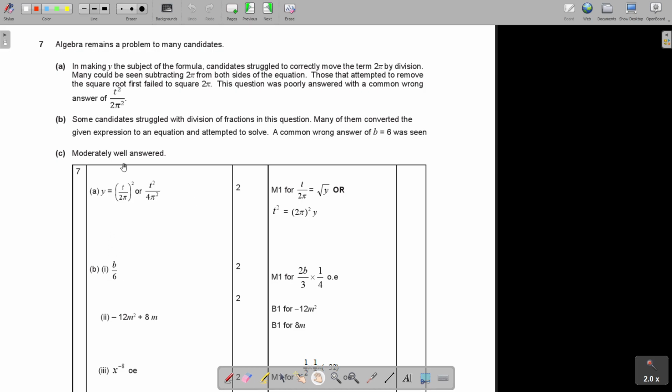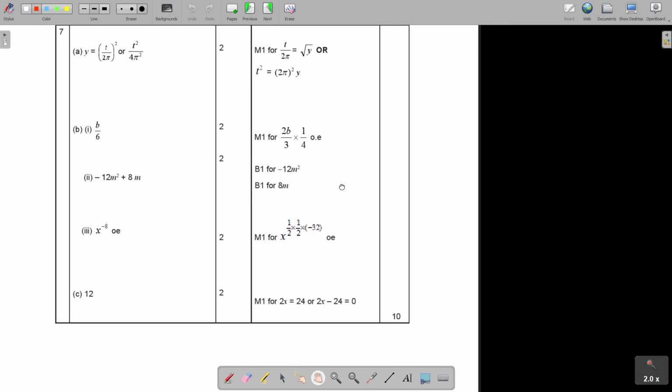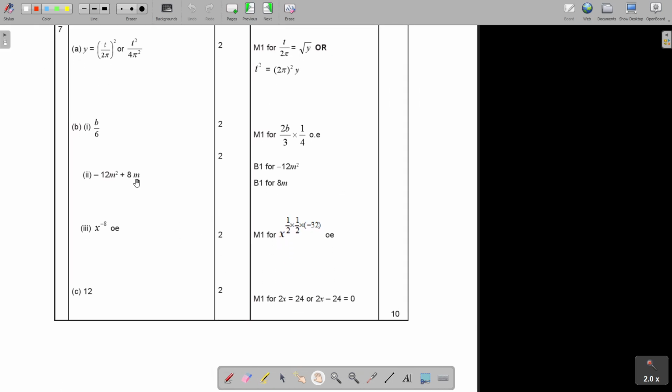And then number C is moderately answered. I just want to show you that was the multiplication sum. Did you see they take this as correct? But if you said 1 over, it would have also been correct. So 1 over x to the power of 8 will also be correct. And then the last answer is 12.